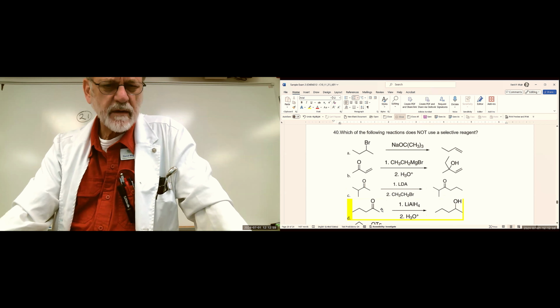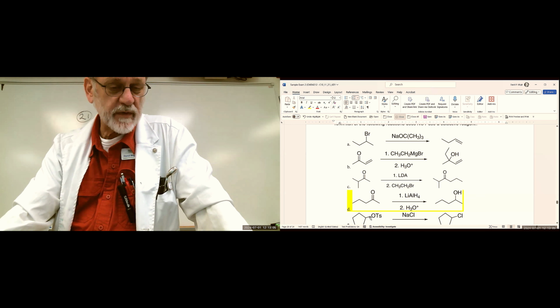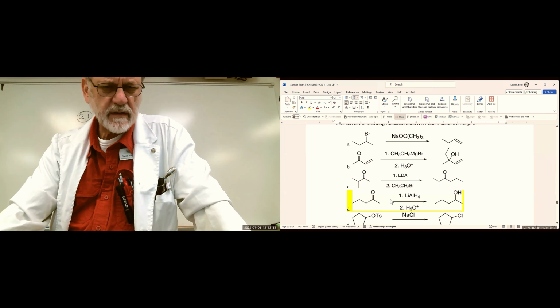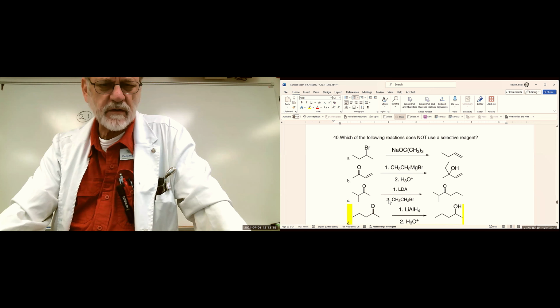Chloride ion. Well, yeah, we could say it's selective. It's going to attack the carbon with the tosyl group on it. How about lithium aluminum hydride? Is it selective? Not use a selective reagent.